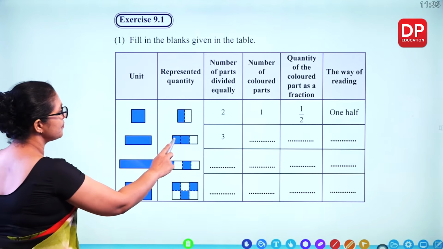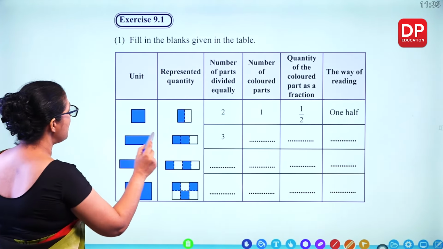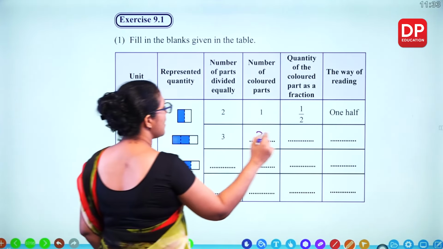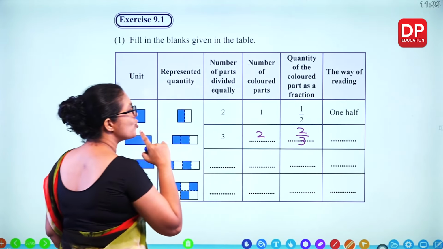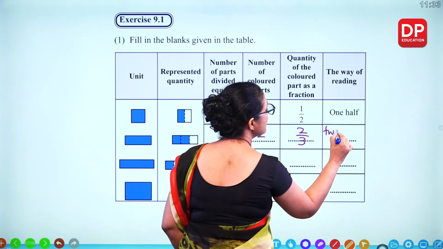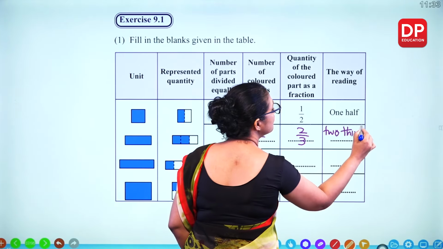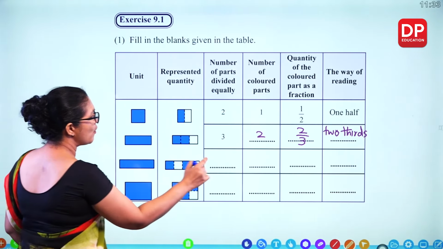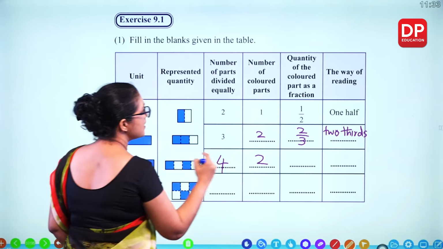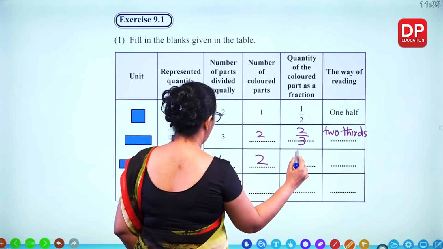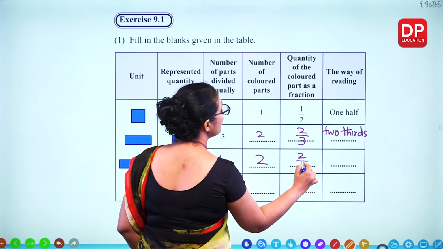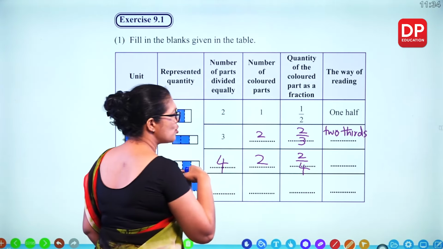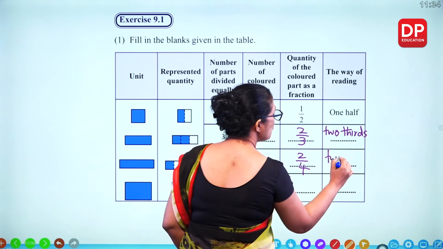What's this? 3 parts given. So colored parts, 2. And what's the quantity of the colored part? That's 2/3. How do you read that? 2/3. This one is divided into 4 equal parts and 2 parts shaded. So what's the fraction? 2/4. Here 2/4, or this is the same as half, 1/2.